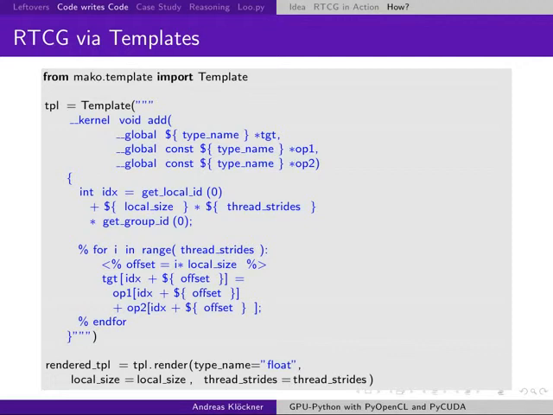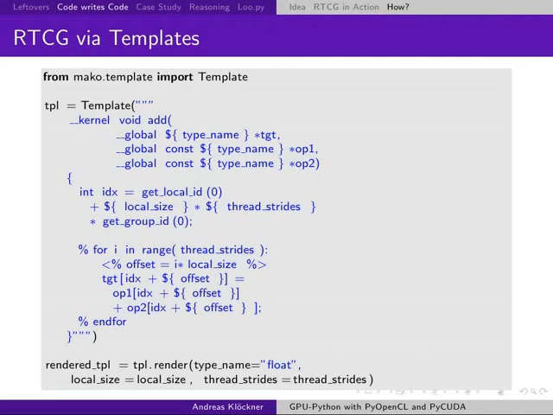Right. So let's briefly go through it to see what's going on. Like in the previous example, we feed this template a number of values, and right here we do that by calling the method render of the template object TPL and giving it a number of values. So for example, for the type name, we specify the value of float. The local size, well, suppose we have a variable local size that says what that is. And again, the same thing for spread.